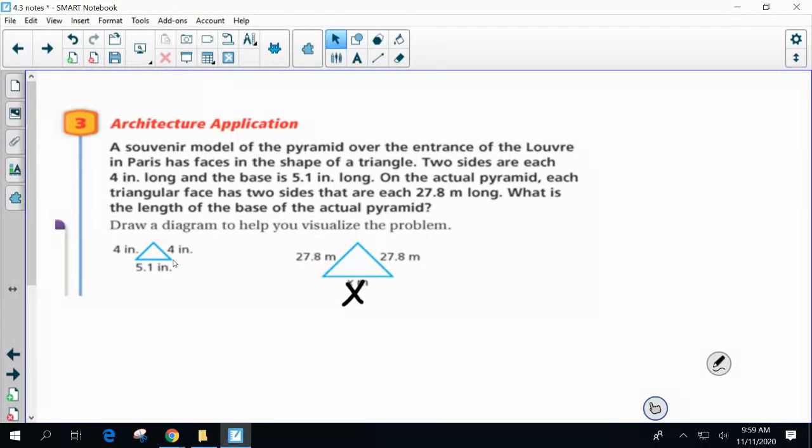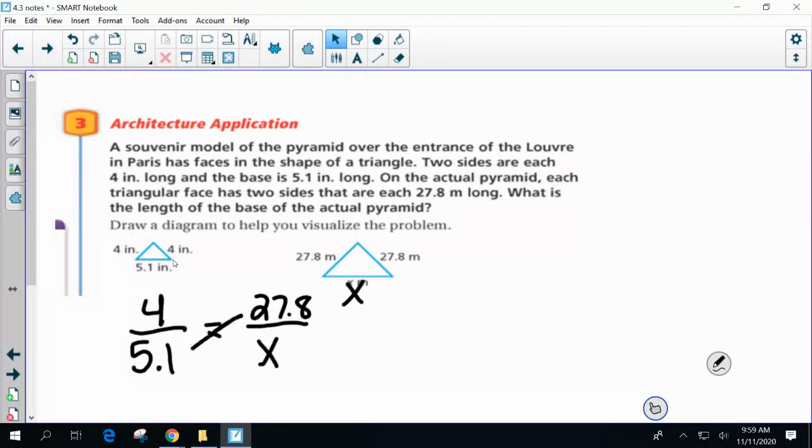So my proportion could be 4 over 5.1. And then I need to put X on the bottom because that corresponds with 5.1, and then 27.8 would go on top. So you have to make sure you use whatever number corresponds with the side that you're missing. You have to use that.